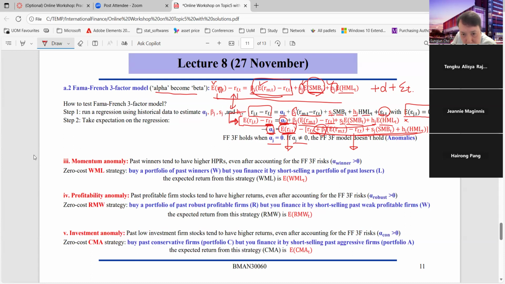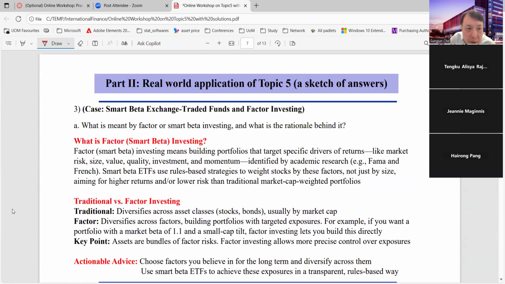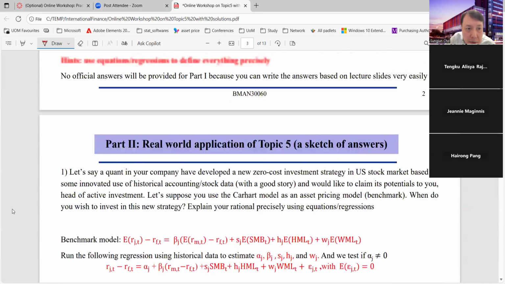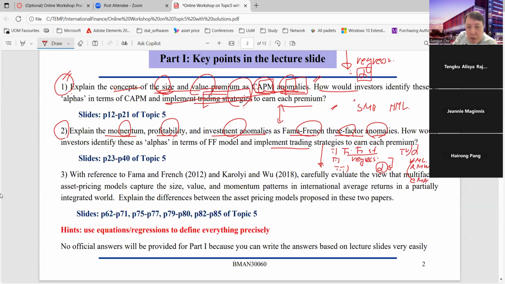If alpha is not equal to 0, especially if this is positive, what is the meaning? The return from holding J is bigger than what the Fama-French three-factor model says you should earn. We call that the Fama-French three-factor anomaly. So I just explained the second question, by stating what the Fama-French three-factor model is and what the meaning of anomaly is using regressions. Then we need to talk about momentum, profitability, and investment anomalies as Fama-French three-factor anomalies.